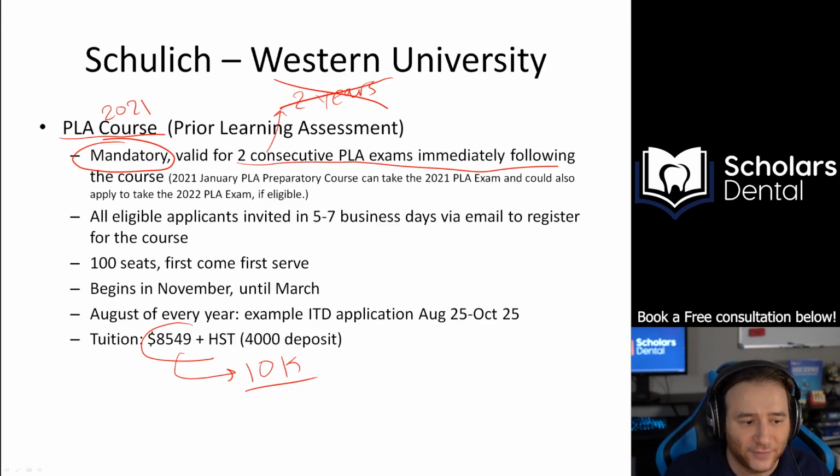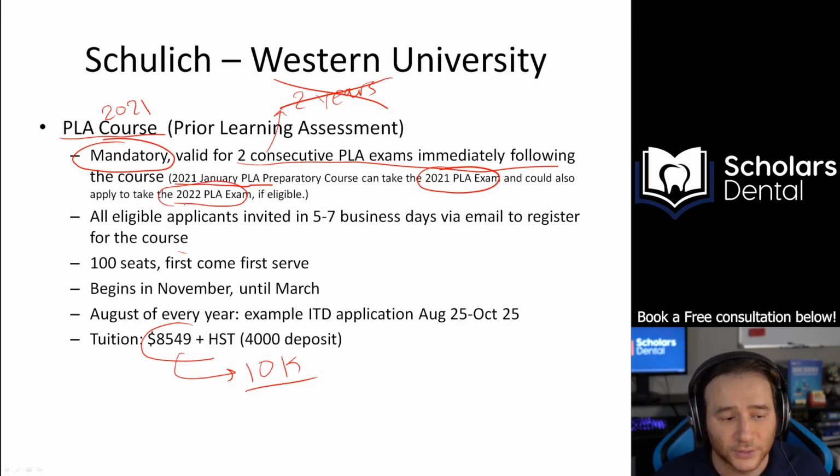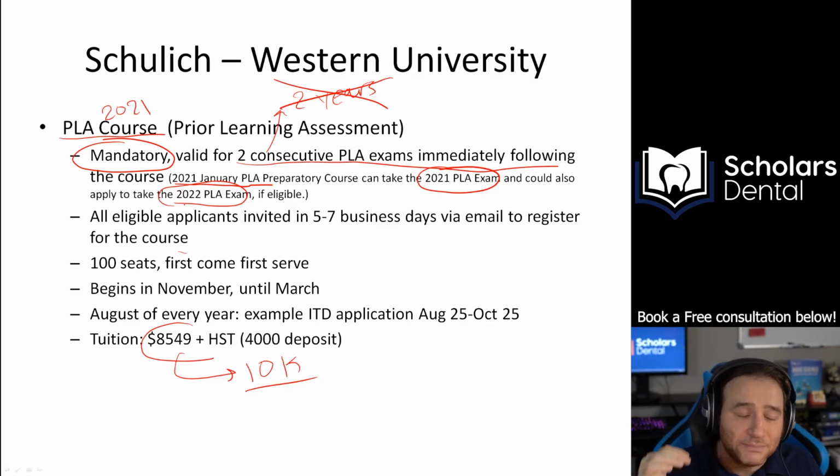And here they have an example. So if you take the PLA course in January and you finish that one, you could only take the PLA exam that's in 2021, which is after the PLA course in January, and also the one that happens in 2022. You can't take the one in 2023. So it's only valid for 2 consecutive PLA exams immediately after the course you take, which means you have to retake the course and pay another $10,000 if that expires.